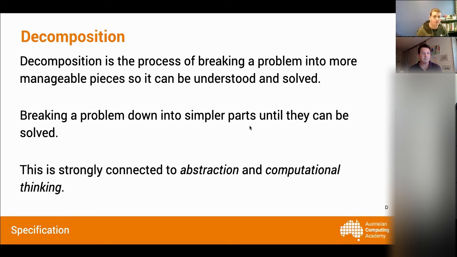And then decomposition is quite a significant aspect of specification, because we might have a big problem to solve, and we have to figure out how we can break that up and make it a bit more manageable. So Karsten will give an example of that with reference to creating a Space Invaders game. How can we take that project and break it into parts to make it easier to implement? It's all about taking something that's fairly complex as a whole and putting it into simpler parts. And when we talk about abstraction and computational thinking, they're very related to that as well.